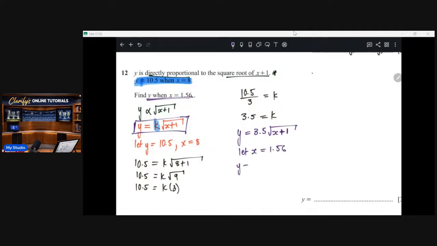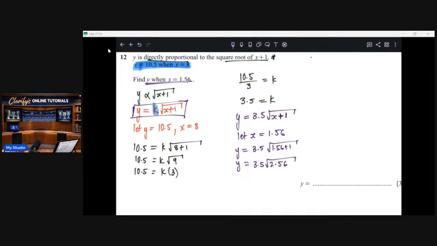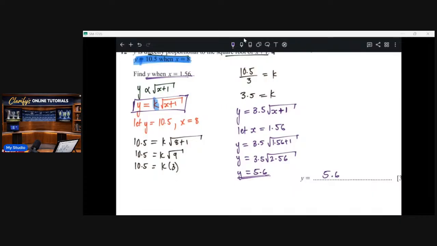So y will be now equal to 3.5 square root of 1.56 plus 1, which means y is equal to 3.5 square root of 2.56. Somebody just punch this exactly like this. Tell me what you get. You get 5.6. 5.6 as your y. We move on. So this becomes your y, 5.6. And we move on.